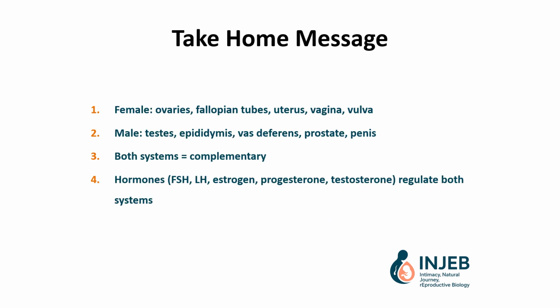To recap, female and male reproductive systems are both internal and external. They are complementary. Hormone production is key in regulating the reproductive system's functions. The main functions in our system are to produce eggs from the ovaries and semen from testes. The main hormones are FSH, LH, estrogen, progesterone, and testosterone.